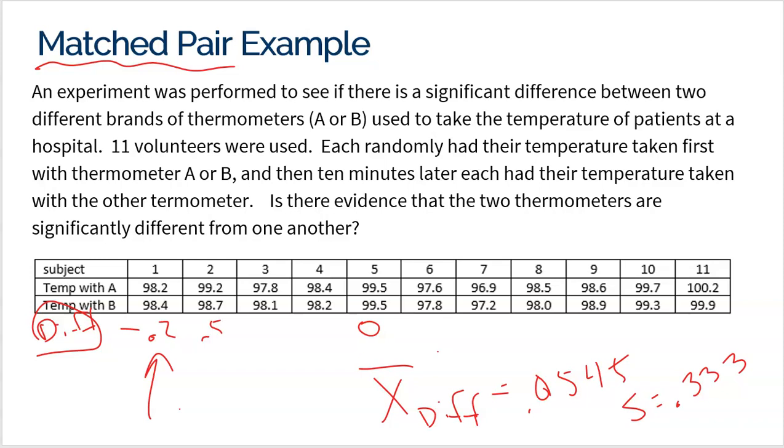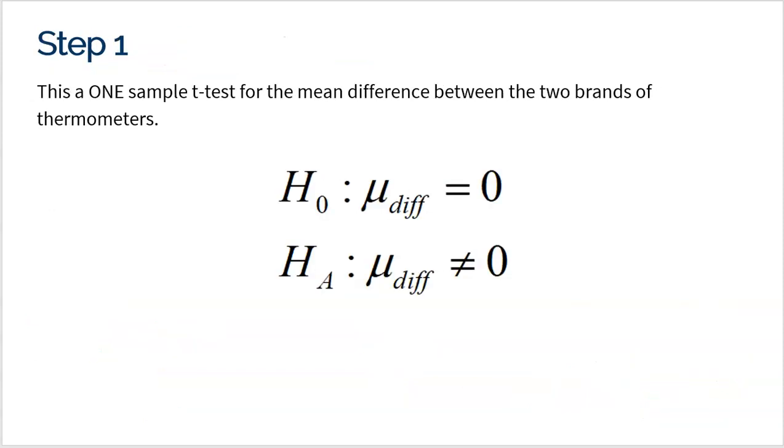All right, let's check out the 2 steps for this. Step 1: this is a one sample t-test for the mean difference between the 2 brands of thermometers. I'm looking at the mean difference. I don't have 2 different populations. I don't have boys versus girls. I don't have Americans versus Canadians. I have one set of differences, and I'm looking at the mean of those differences. So the null is that there is no difference.